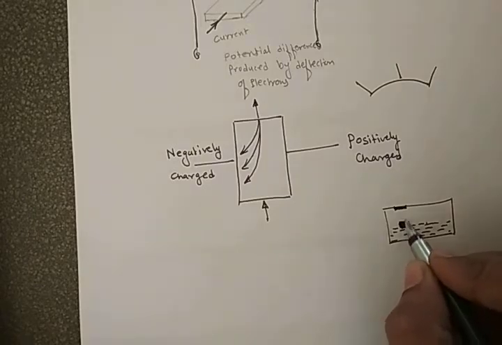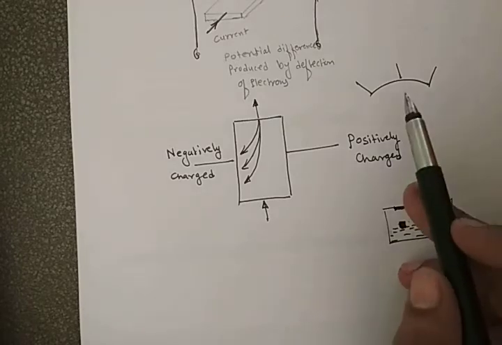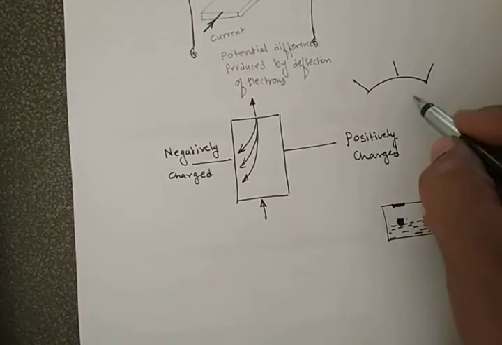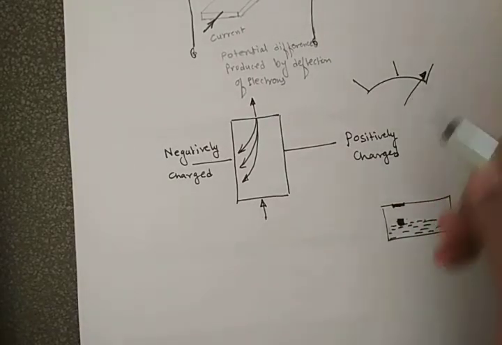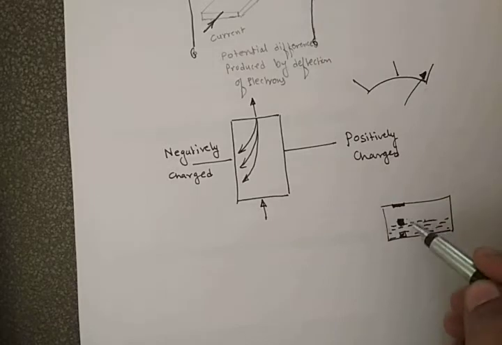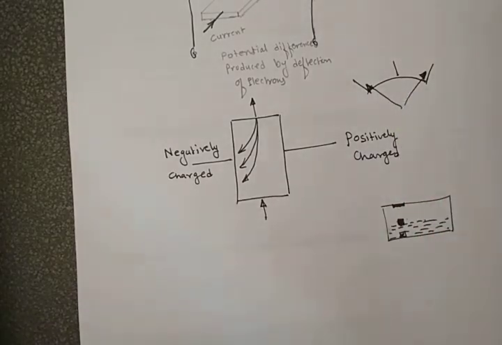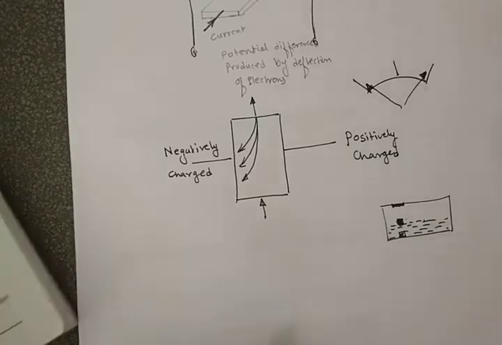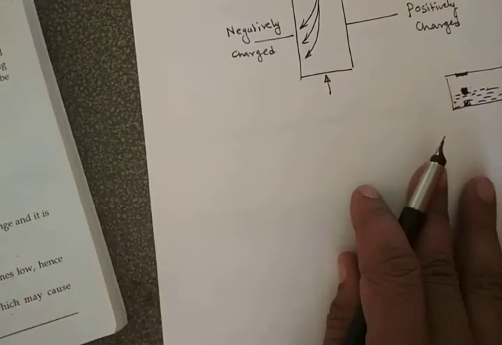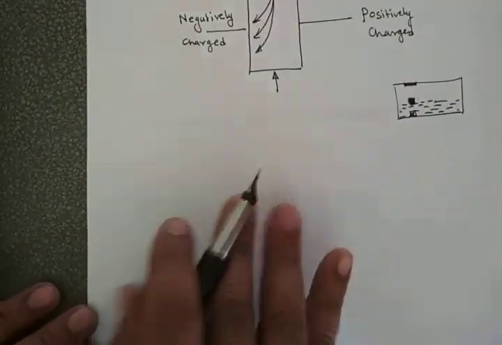If this magnet is near this plate, what will happen? More potential difference, and you can see more reading over here. If it is at the bottom, what will happen? Low potential difference and the arrow will be on this side. Like this it works. Now to explain properly, I'll show you one more diagram.